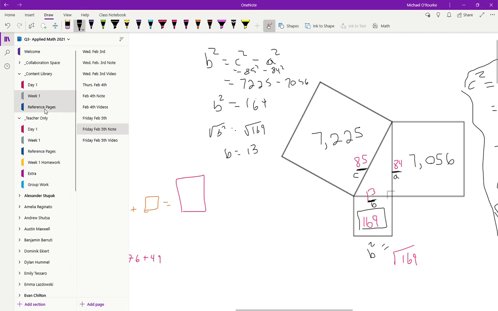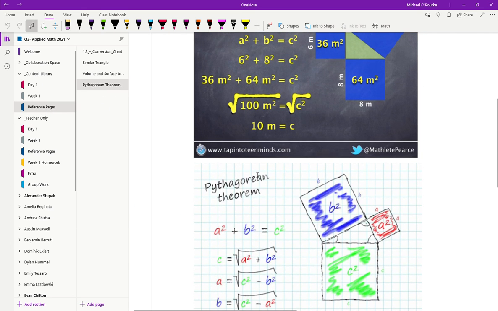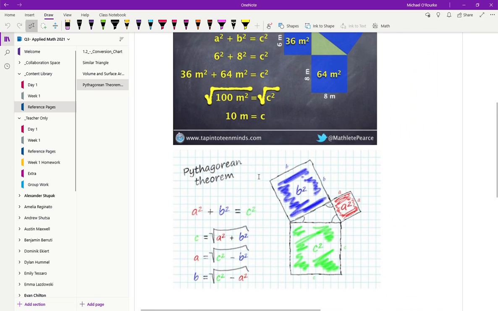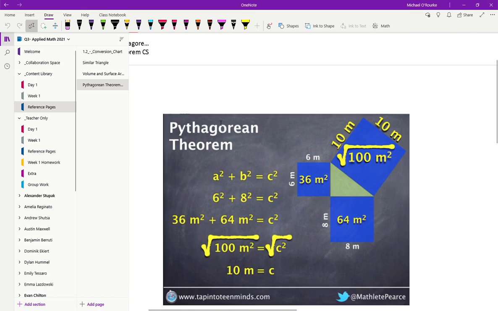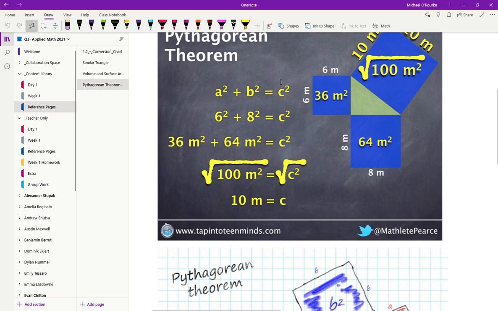If you look in your reference pages, I put a Pythagorean theorem sheet together for you already, where it shows, if I want to get a long side, we add these two together, and we take the square root of that. Does that diagram make sense to everybody with what we just did? This is the math of it. You don't have to do it like this. If you like doing it with the squares, that's perfectly fine.